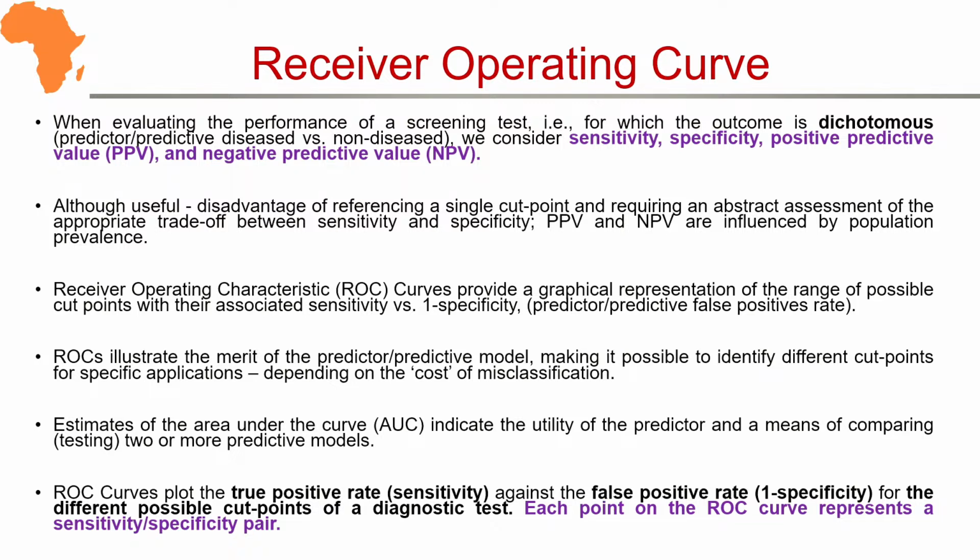ROC curves plot the true positive rate, sensitivity, against the false positive rate. True positive rate is sensitivity. False positive rate is 1 minus specificity. Please look at the 2x2 table in your head and look at where the false positives are, and what a false positive rate is and why it's 1 minus specificity.